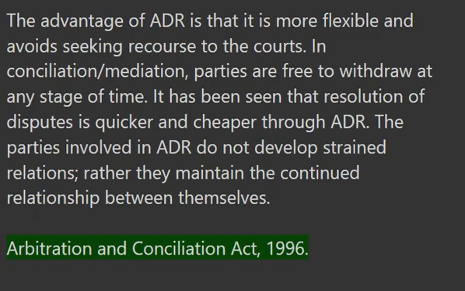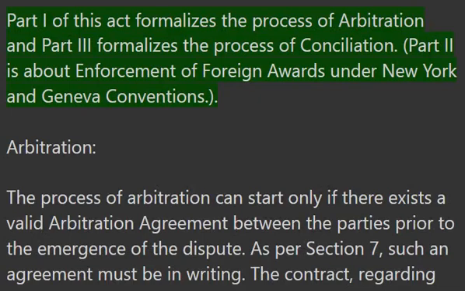Arbitration and Conciliation Act, 1996. Part I of this Act formalized the process of arbitration and Part 3 formalized the process of conciliation. Part 2 is about enforcement of foreign awards under New York and Geneva Conventions.